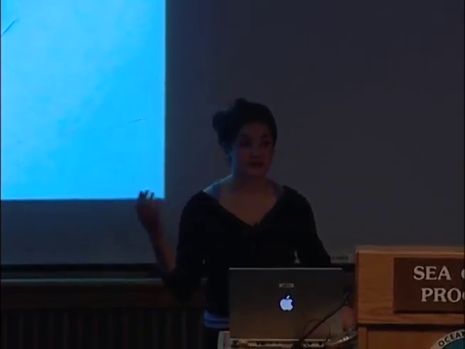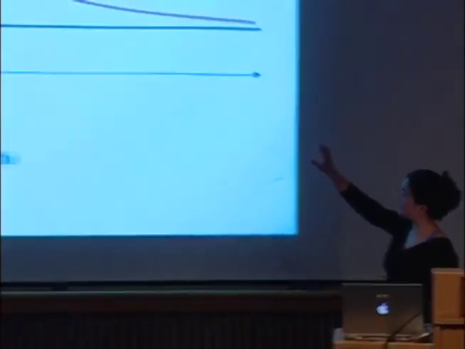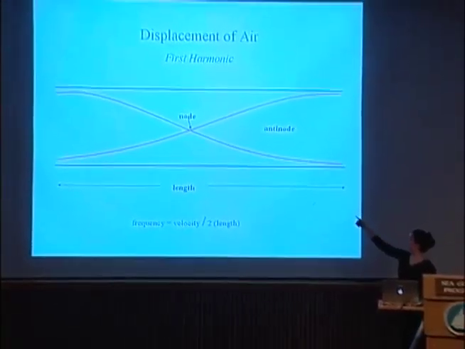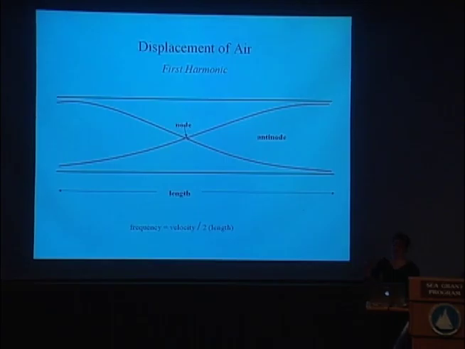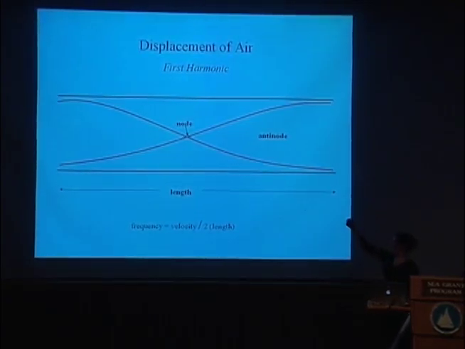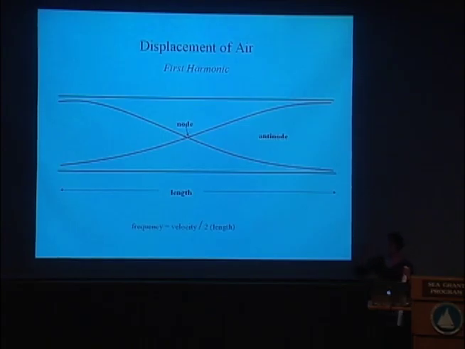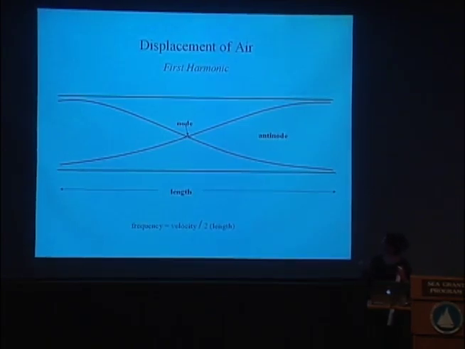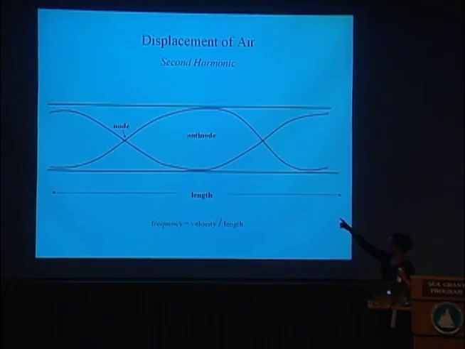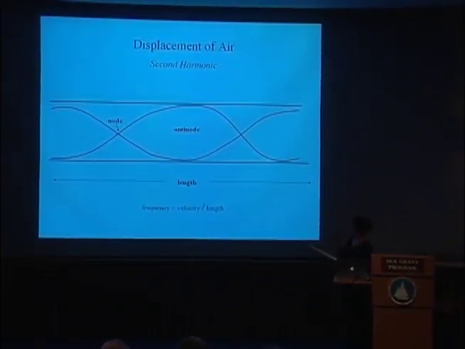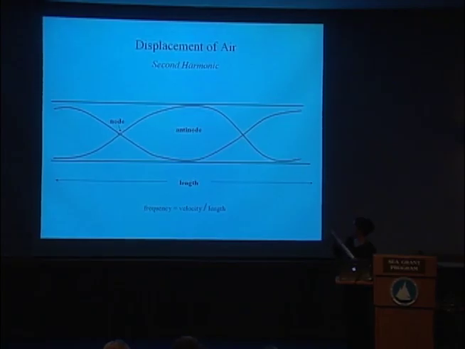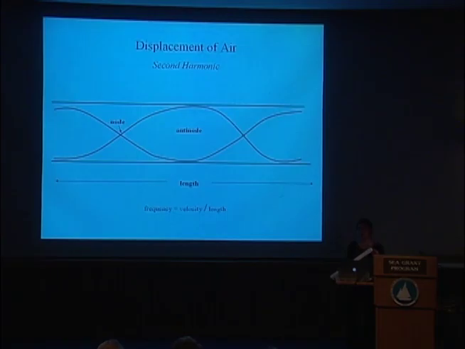Now, how you would do this is you would first look at the sound wave. This is the first harmonic sound wave, and you have the node in the middle. The node is where the air is actually not moving. So the anti-node at the ends, where the tube is open to the atmosphere, is where the air is moving the most. Now, if you put a hole in the middle of the tube, you get an anti-node in the middle of the tube, and so you create a much different wave. And this is the second harmonic. So by putting a hole in the middle of the tube, you can eliminate the odd harmonics.